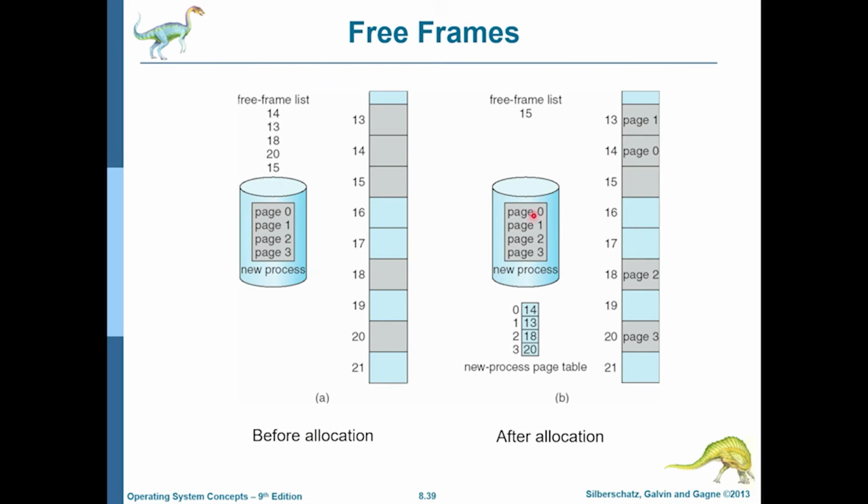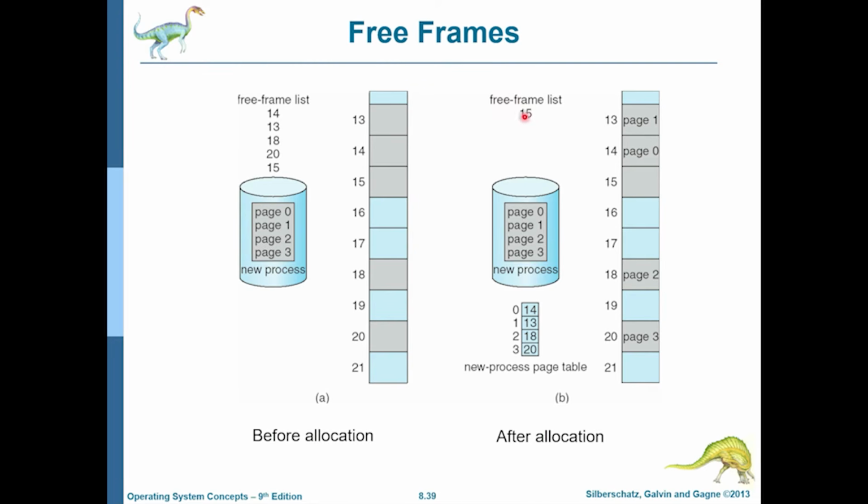After allocation, the process is there in memory right now, and we have a new process page table. Page number 0 has gone to frame number 14 in physical memory. Page number 1 has gone to frame number 13. Page number 2 has gone to frame number 18, and page number 3 has gone to frame number 20. As you can see, those allocations have been done here. They are not contiguous, they are not in order, and that is basically what paging is and what paging lets you do.